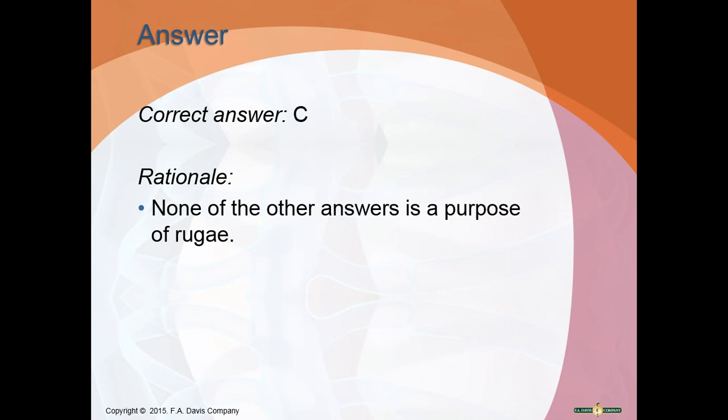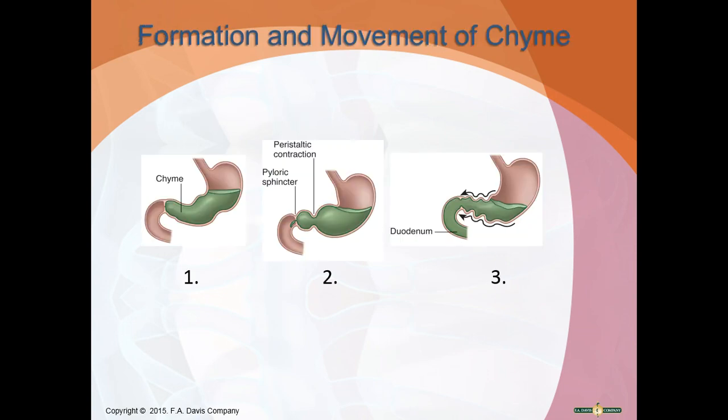If you think about Thanksgiving dinner, you will remember that. So the formation and movement of chyme. Swallowing signals the stomach to relax so food can enter. Once the food enters, the following occurs.